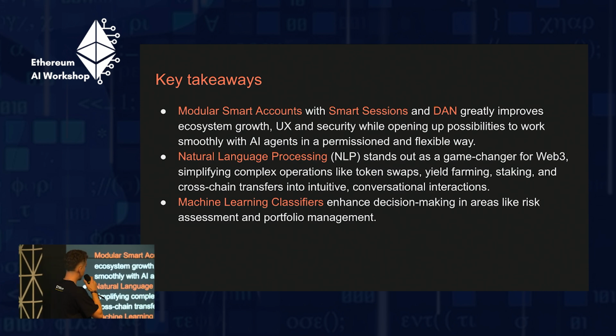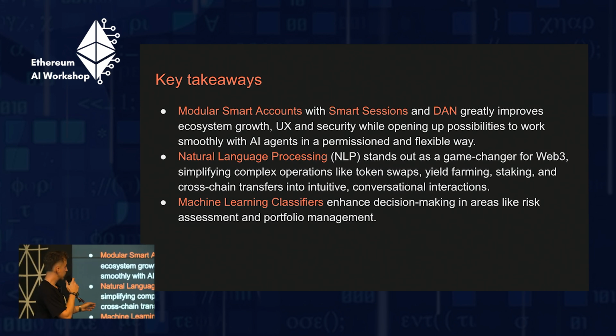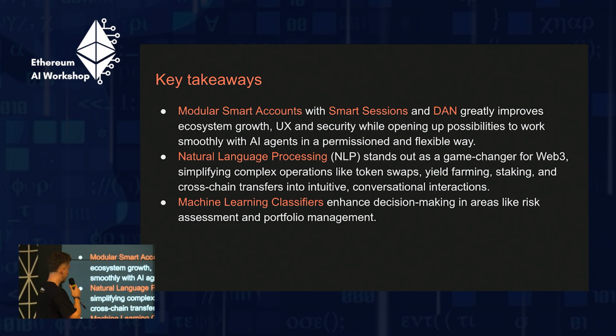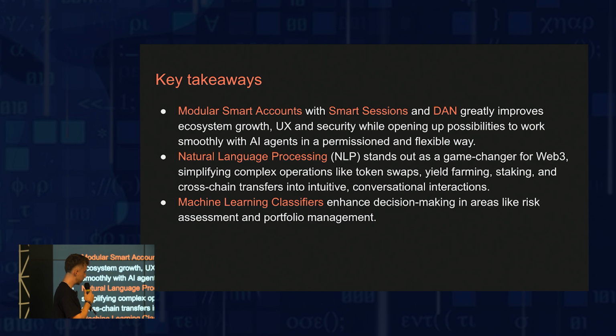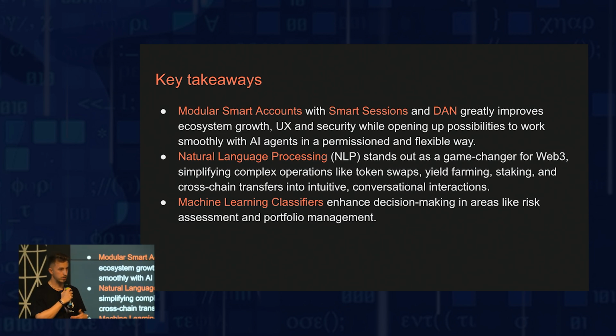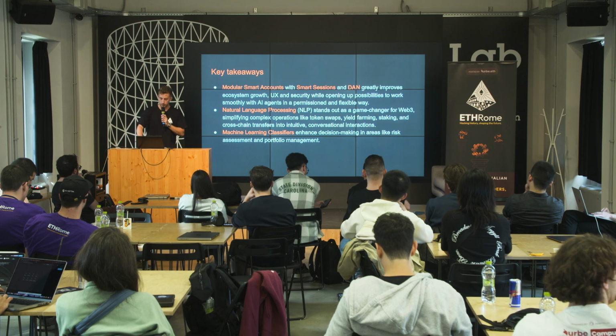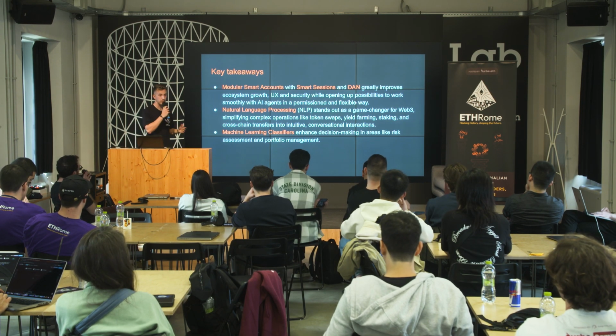So yeah, as I said, modular smart accounts eliminate vendor lock-in, and smart sessions bring permissioned user ops. The Done is here to store the sessions in decentralized storage. Natural language processing gets the user intent and transforms it into actual transactions. And machine learning classifiers can help us analyze user data, user actions, and market conditions, and come up with recommendations for either sessions or things like portfolio management. Yeah, so that's pretty much it. If you have any other questions.